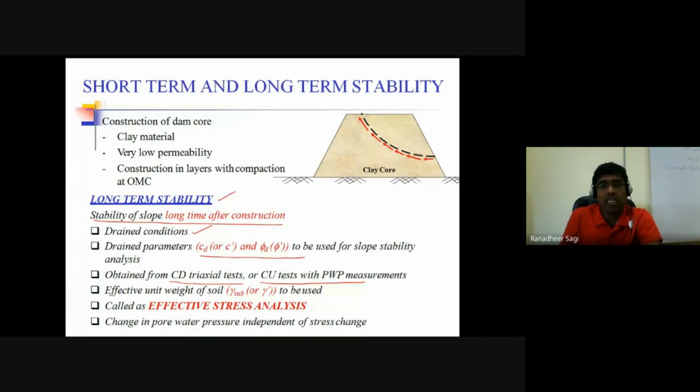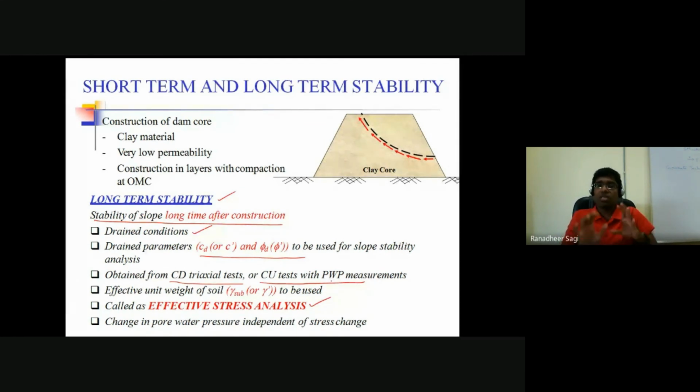And that long-term stability analysis of the slope is otherwise also called your effective stress analysis. Why do we call it effective stress analysis? Because the excess pore water pressures developed in that soil would have been dissipated, because the complete consolidation process would have happened in that soil because of the loads coming onto that slope.